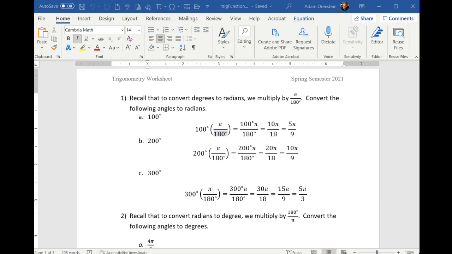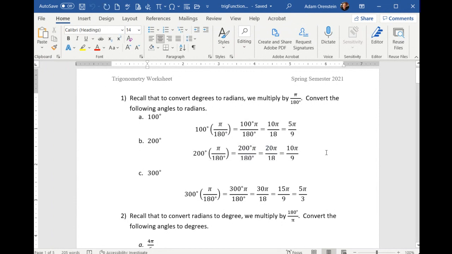For the second one, part B, you have 200 degrees times pi over 180 degrees. It's the same idea. The degree symbol cancels, and 200 and 180 have 10 as a common factor. Here, let me get the document up. So to get from here to here, I canceled 10 from top and bottom, I divided top and bottom by 10. And then both top and bottom also have a factor of 9, so I canceled out that factor as well.